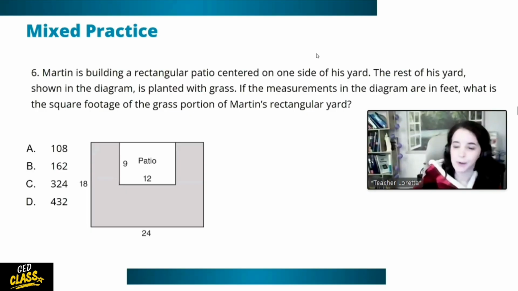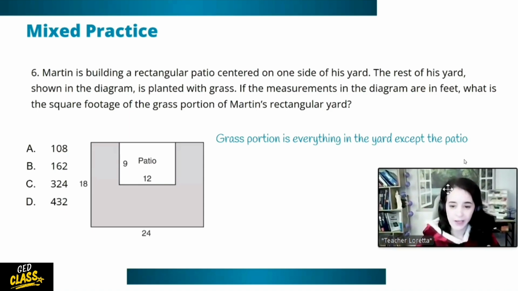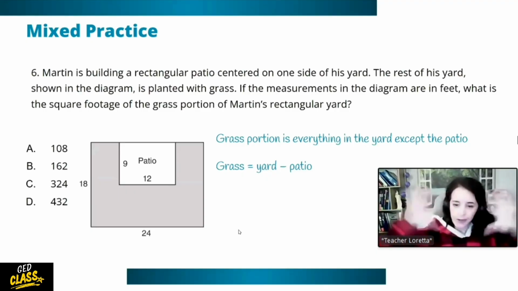All right, so remember, shaded region, subtract. Shaded region, subtract. Let's talk about it. I'm glad that was helpful. Now, the grass portion is everything in the yard except for the patio. So our big plan is going to be to find the area of that whole rectangle, then we'll subtract away the patio, right? And that will give us the grass. So the big rectangle, and we'll subtract away that small white rectangle, and that will give us the gray region.